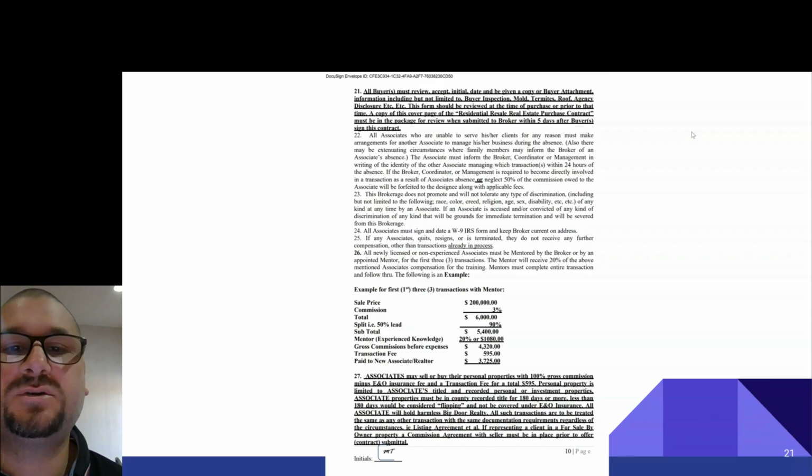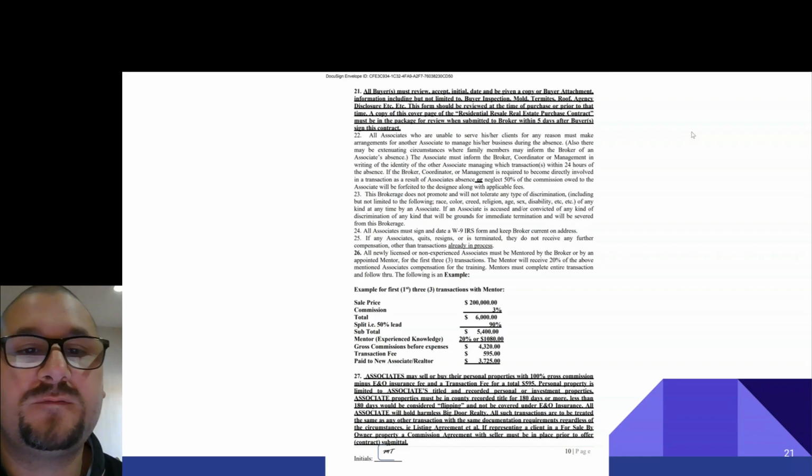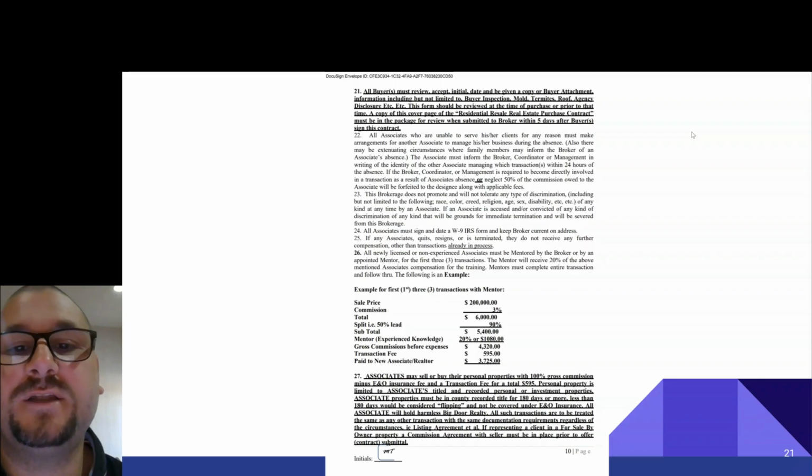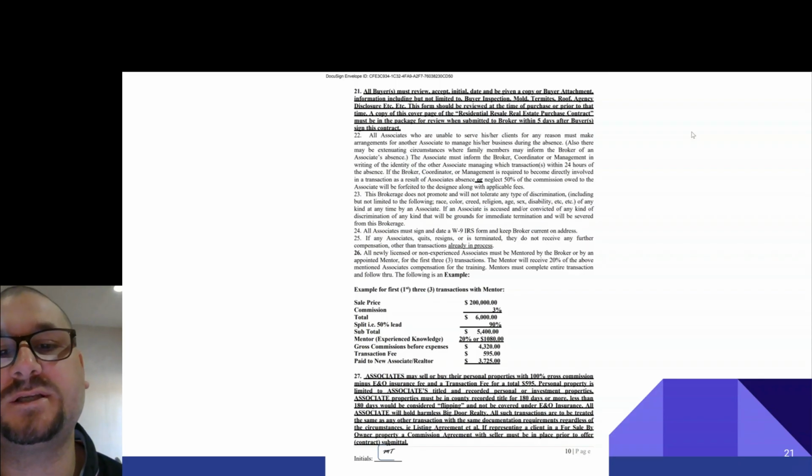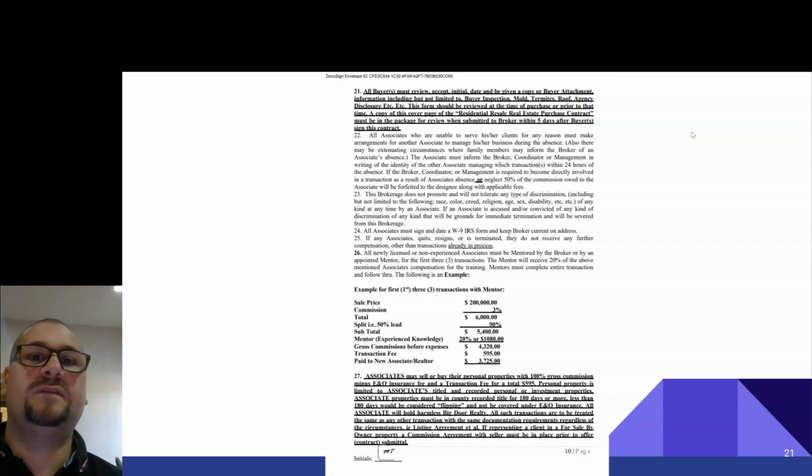If any associate quits, resigns, or is terminated, they do not receive any further compensation other than transactions already in process. So say you do a deal and you already have it listed, you can keep that commission, right? As soon as it closes. If you already have your document signed and it's already in escrow, it's with the title company, they already have the earnest money in there.